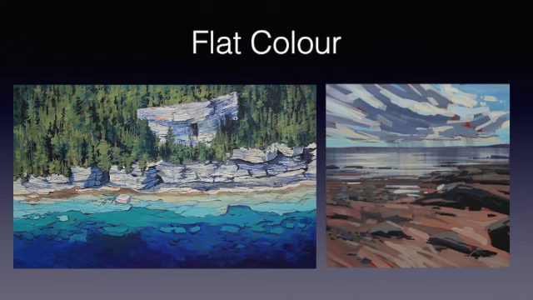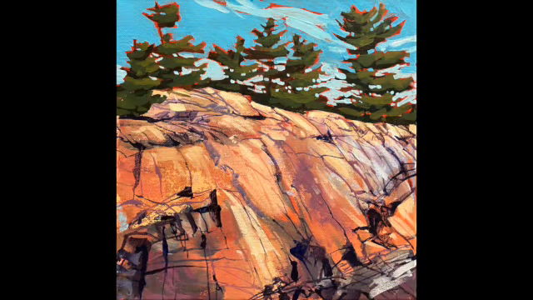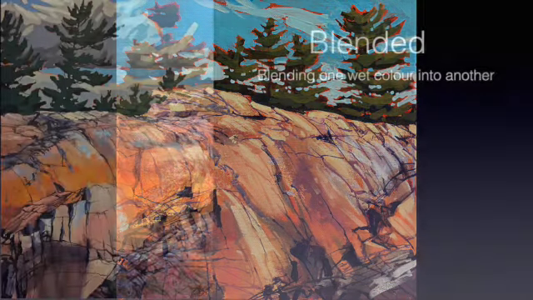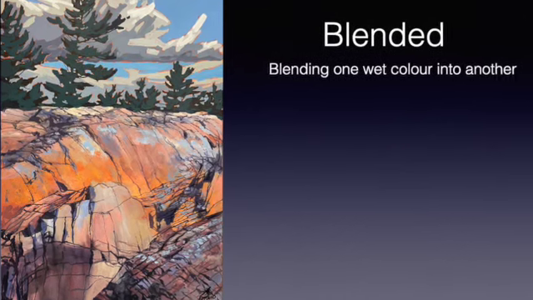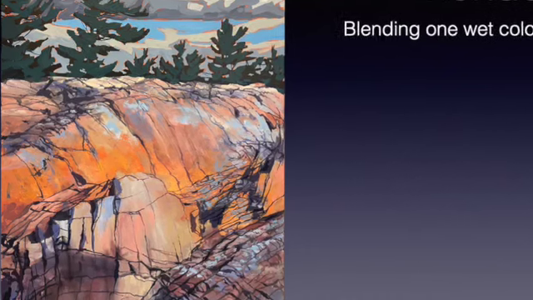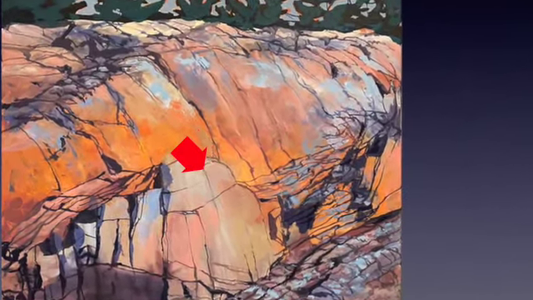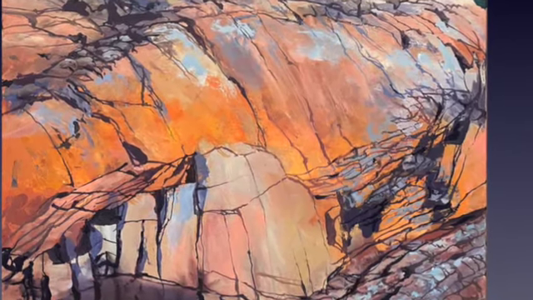These are some samples using the flat color approach. There is some blending used as well as a little bit of scumbling. Blending one wet color into another is a great way to get subtle shifts in color. The arrows point to a beautiful range of subtle color shifts.